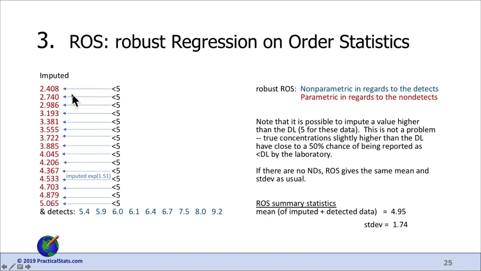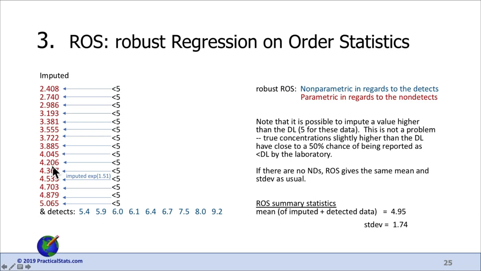So when we take E, because these were natural logs, E to 1.51, we get this number. These numbers collectively, and that's important, collectively are used with these detected values in the way you would normally do. Sum them up, divide by n, and you get an estimate of the mean. That's the ROS estimate of the mean. Compute a standard deviation from them. That's an estimate of the standard deviation. That would be a reasonable estimate if the data that you don't have values for, that are the non-detects, did look like a log normal distribution. So these numbers have in them the information that this was generated from a log normal.